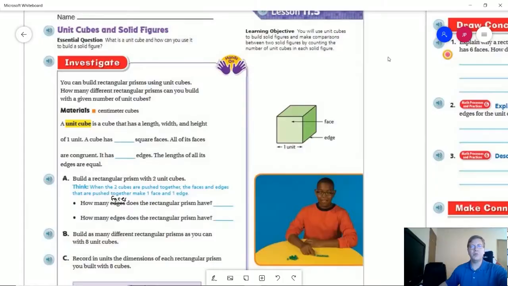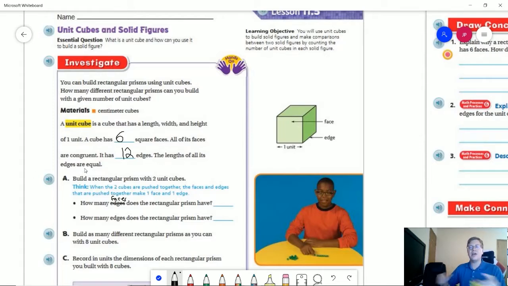When we are working with unit cubes, we are going to have something that has a length, a width, and a height that are all equal. They're all one unit. If we were to look at a cube, I would have a top, a bottom, and then four sides going around. And so I'm going to have six total faces. I'm going to have six faces that are all congruent. They are all the same length or measurement. And we also have 12 edges going around that cube. And so the length of all 12 edges are equal as well.